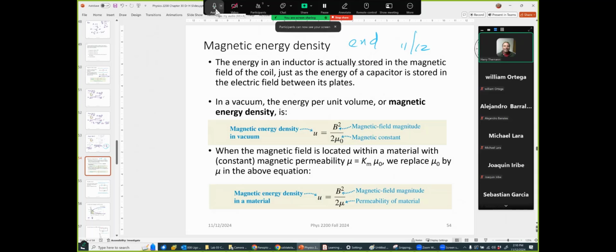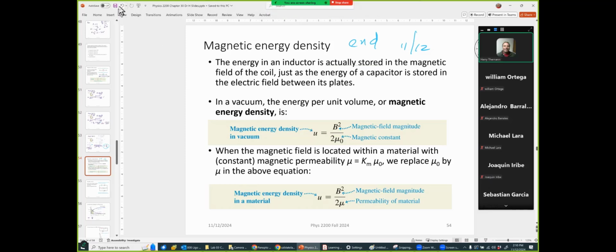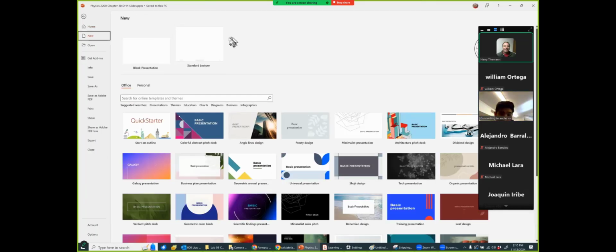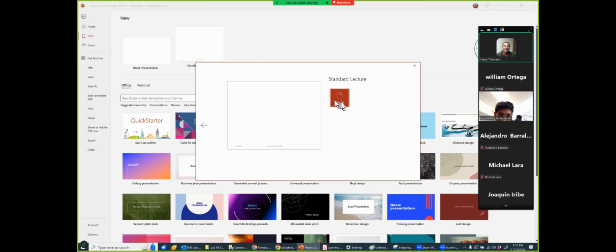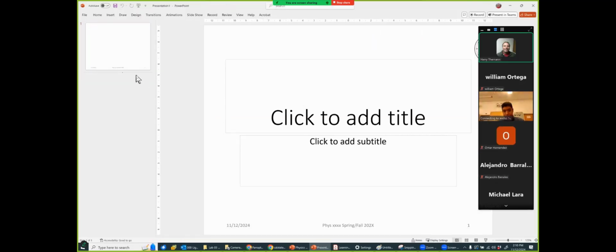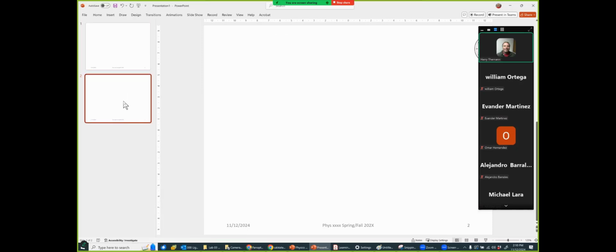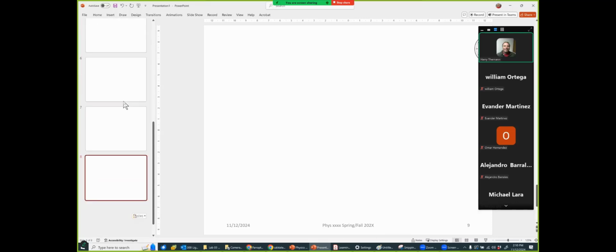Yeah, and you can turn off your speakers too, please, because you can just hear me, right? Because again, it's going to drive us nuts, especially if it starts feeding back. So we want a new one, standard lecture, create, new slide, blank. So we go here, Control C, we'll just make a bunch of pages.